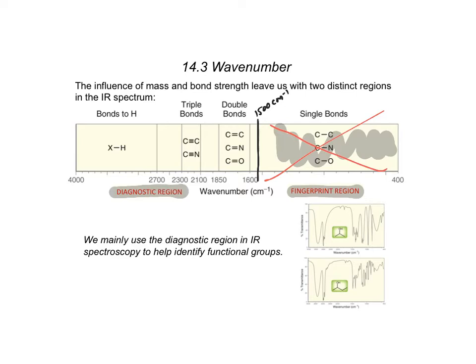Okay, all right, so we're going to specifically talk about this region and what we can tell about it briefly, and then we'll do a question, okay? But just note, between about 1,600 and 1,850, we're looking at double bonds. And then from about 2,100 to 2,300, we're looking at triple bonds, okay? And then everything above 2,700, we're looking at something attached to a hydrogen.